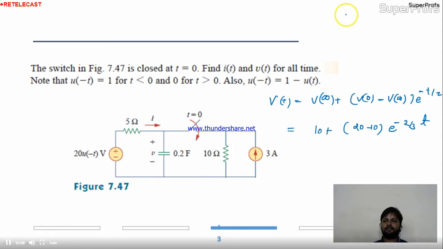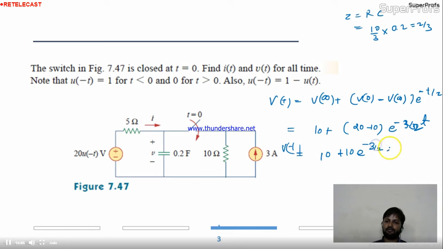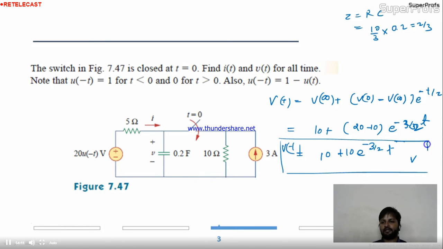Let me check. Your tau was R into C. The equivalent R you calculated was 3 by 3 into 0.2. It was 2 by 3. So this will be 3 by 2. Okay. So the Vt final is 10 plus 10 e to the power minus 3 by 2 t volt. I hope this is clear to you.